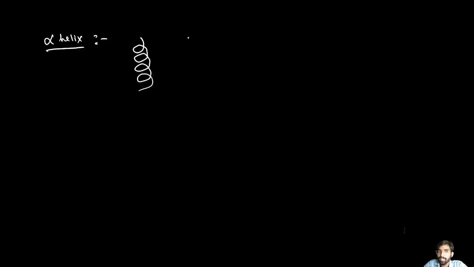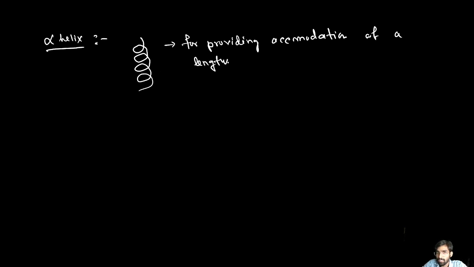So yesterday we started a little bit about alpha helix. Today we will see a lot of things about alpha helix. The major purpose of forming a helical structure, suppose when some amino acids are forming a helix, is for providing accommodation of a lengthy amino acid stretch.